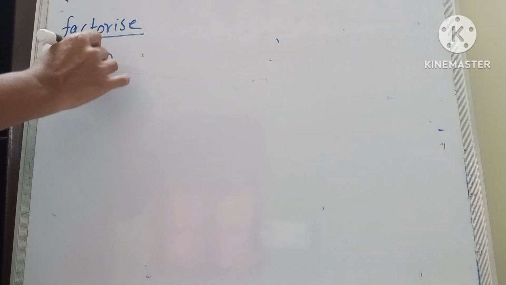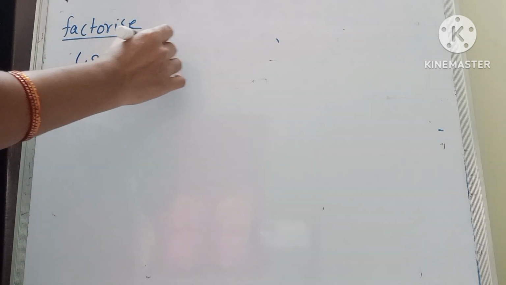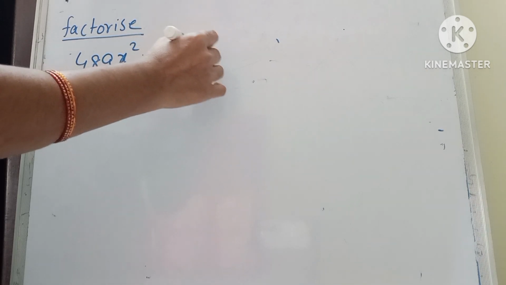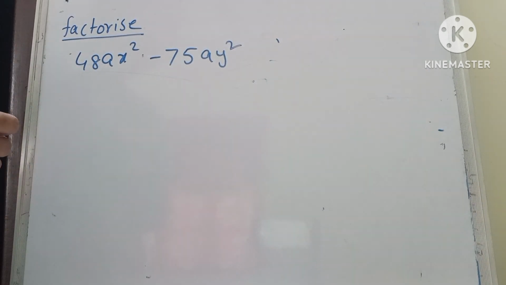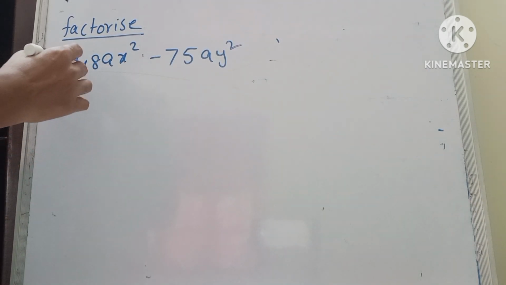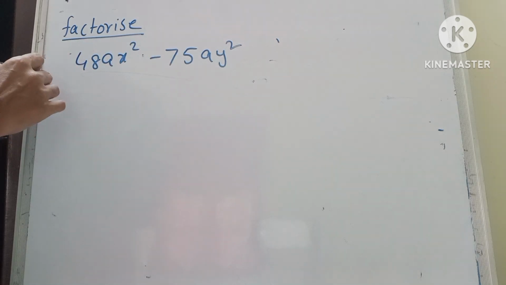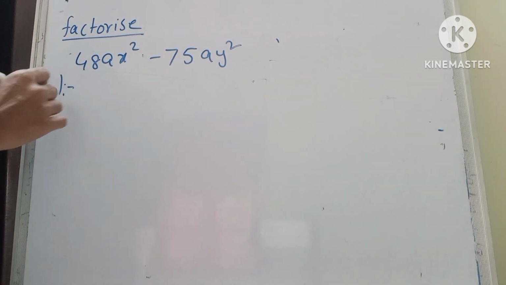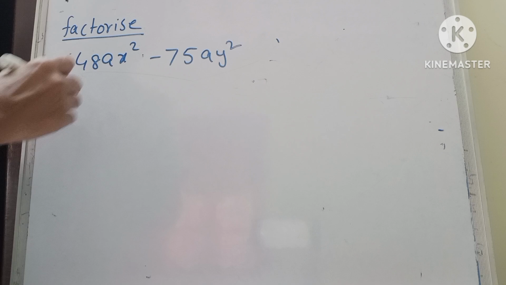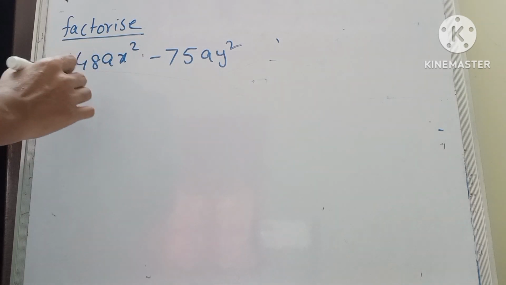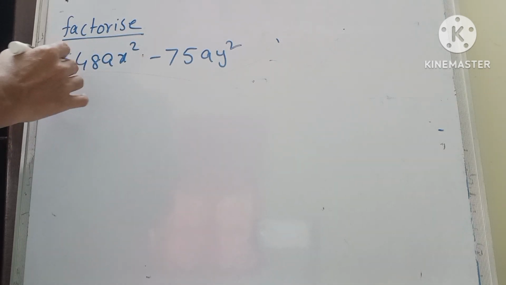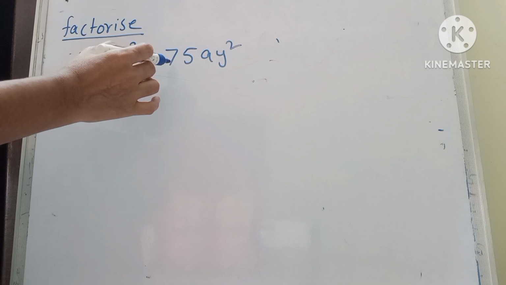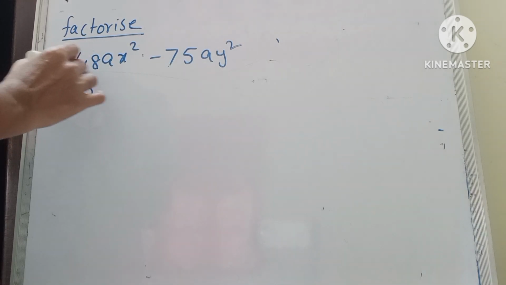Factorize 48a x square minus 75a y square. So what are the common factors in these two terms? Write the common factors out. 48 and 75, which is the common factor? 3 is the common factor. 3 16s and 3 25s. So 3 is the common factor.